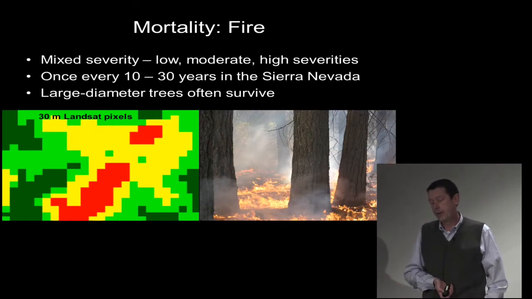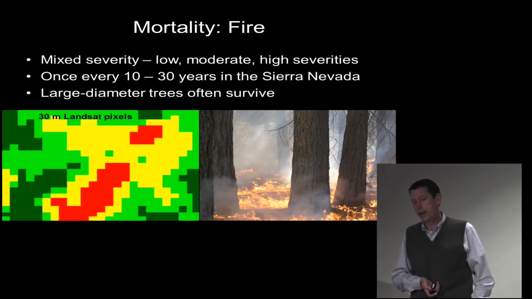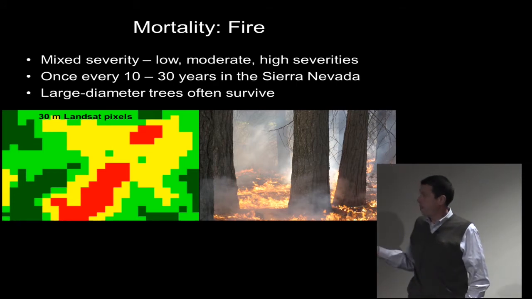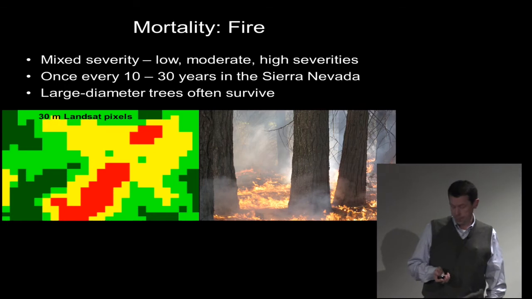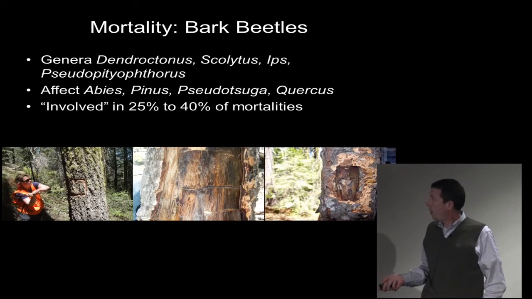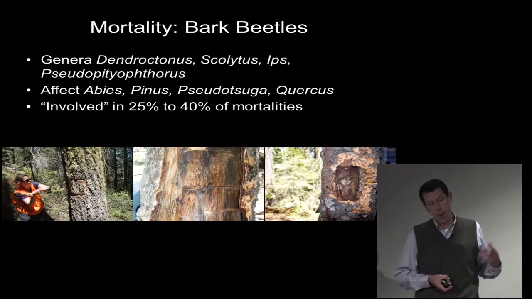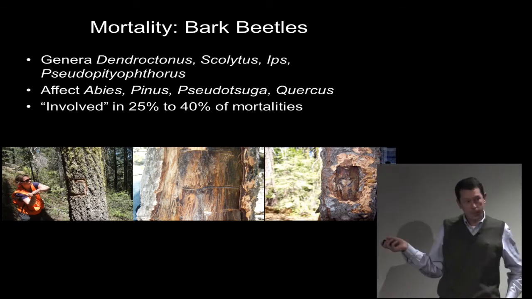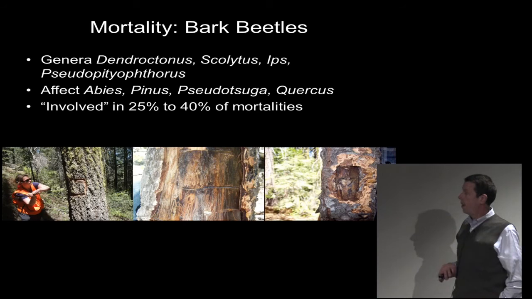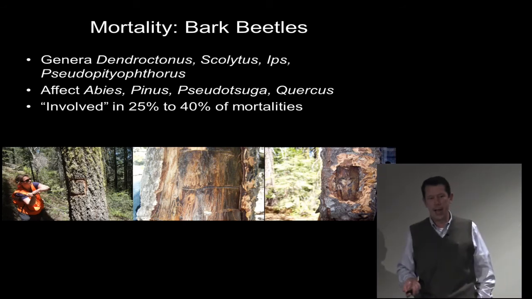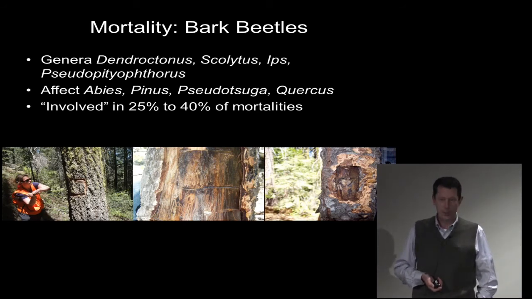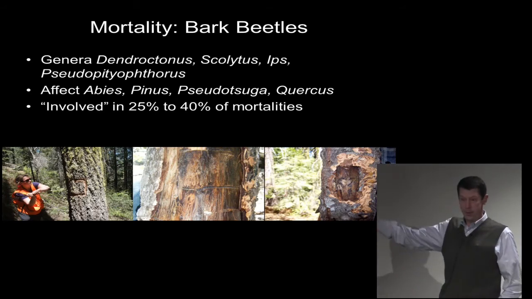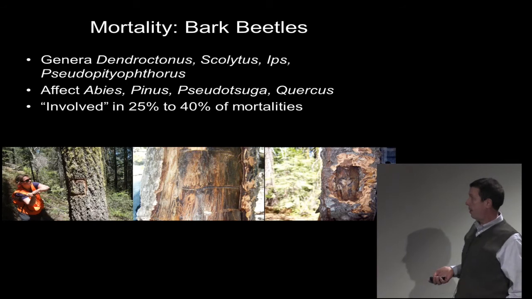Fire, in many areas, it's mixed severity, or the characteristic fire severity is mixed. Large diameter trees often survive. And we shouldn't forget, the wind and fire maybe are the ones that cause a lot of immediate change, but the bark beetles are always with us. They're always involved in a lot of the mortalities because the beetles are always sort of piling on. They're involved in these mortalities even not at epidemic levels.